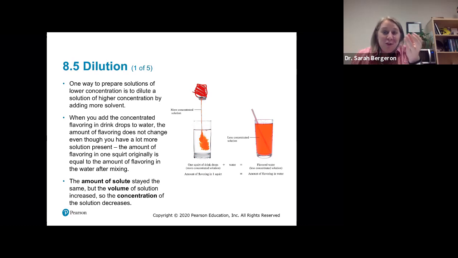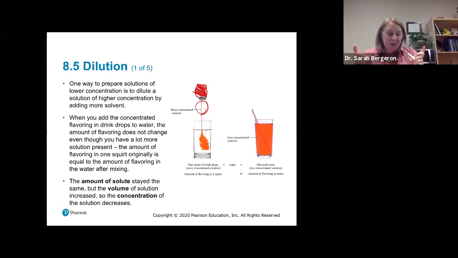But would you want to drink straight from the concentrated solution? No, it's too concentrated, it's too much. So when you did that quick squeeze, you put a certain number of molecules into your glass of water. The same number of molecules that were in maybe a teaspoon of flavoring are the same number of molecules that are in this big glass of water now, but they're just dispersed out.